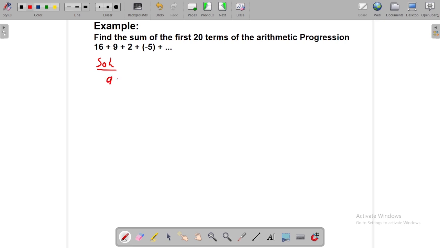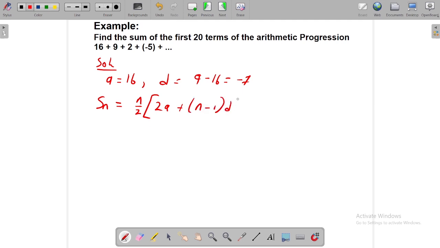First term is 16 here. Common difference is what? 9 minus 16. What are we having? It will give us minus 7. See the common difference. Now you go into solving. Remember that the formula says sum of arithmetic progression equals n over 2, square bracket open, 2a plus, bracket open, n minus 1, then common difference comes. The square bracket closes.